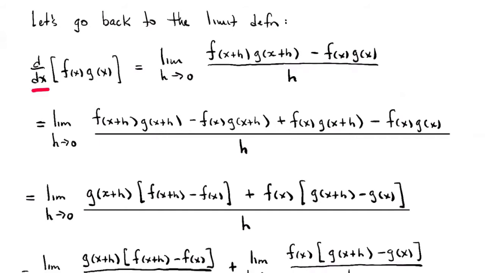So I want to take the derivative of this function f times g. All right, so the limit definition of derivative says I should take f times g evaluated at x plus h, subtract f times g evaluated at x, and divide the whole thing by h. Take the limit of that as h goes to 0.